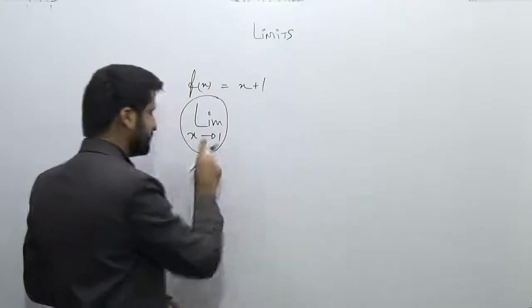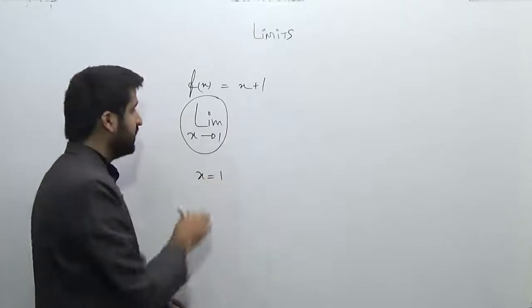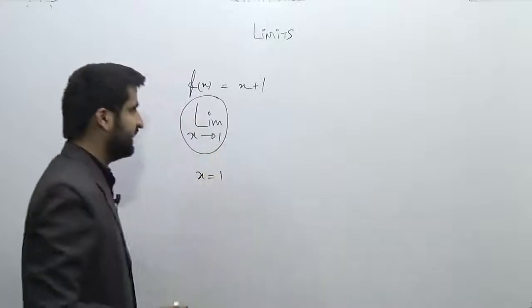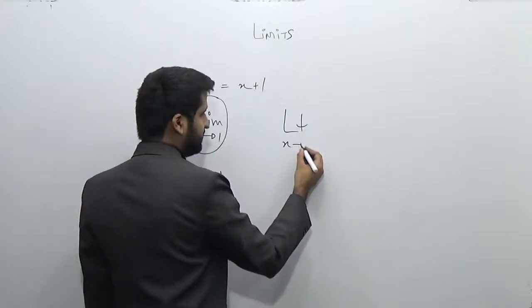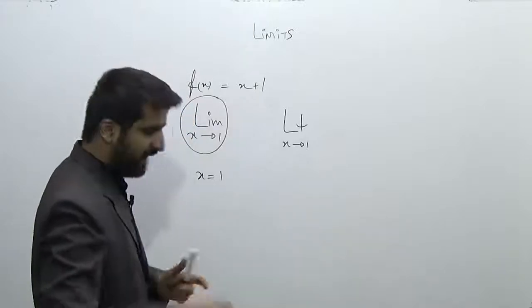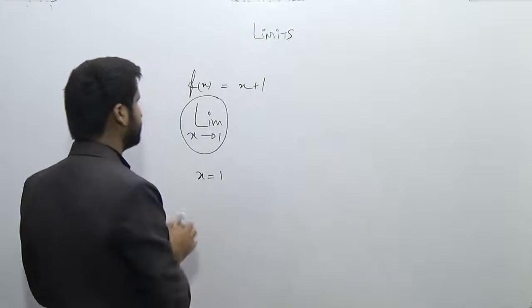This is a symbol of approaches 1. When x is equal to 1, we write it with the equality sign. But when we say that this is approaching 1, we represent it something like this. Or we can write it like this: lim, in the subscript we'll write x approaches 1.